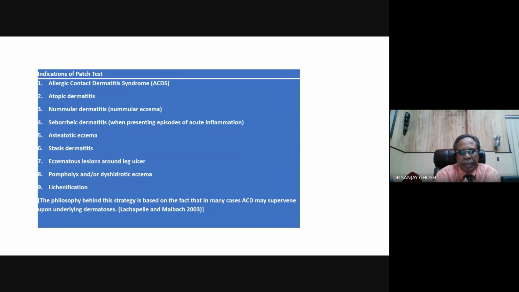All topical application is detrimental for this. This is a very basic thing. Pompholyx you can do, and lichenification. So we have to do this, La Chapelle and this Mayo 2003 from the American Contact Dermatitis Group. They tell that many cases are having this secondary contact damage. So we have to exclude that.